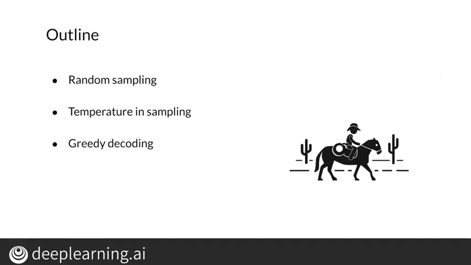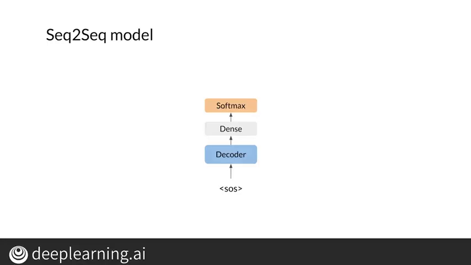By now, you have reached the final part of this week's lectures. That's awesome. I'll show you a few methods for sampling and decoding, as well as a discussion of an important hyperparameter in sampling called temperature.